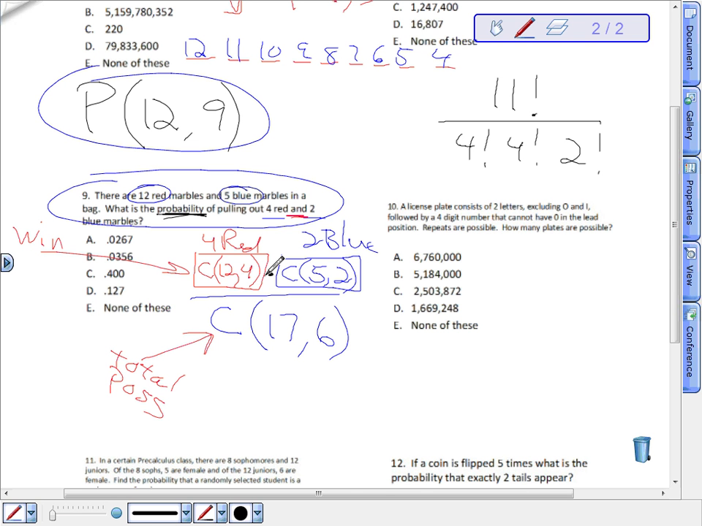Number 10. A license plate consists of 2 letters, excluding O and I, followed by a 4-digit number that cannot have a 0 in the lead position. How many plates are possible? So we need 2 letters, followed by 4 digits.